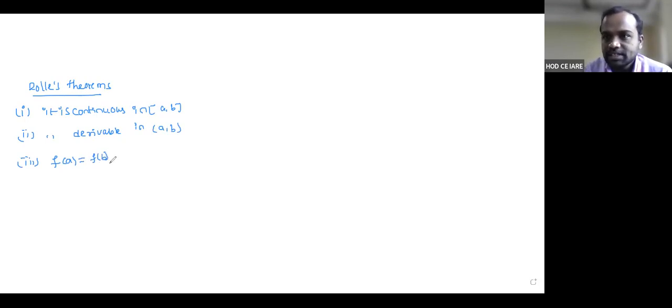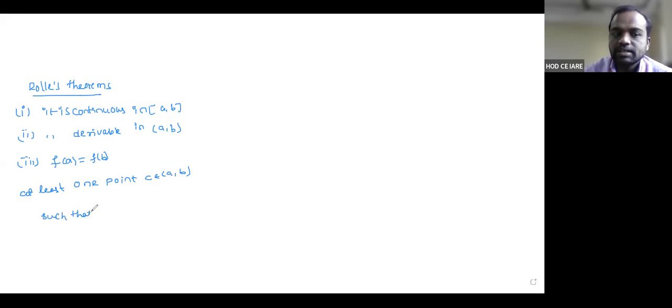If any one is not satisfied, we cannot apply Rolle's theorem. If these three conditions are satisfied, there exists at least one point c belonging to the open interval a comma b such that f dash of c is equal to 0. So these conditions fall under Rolle's theorem.